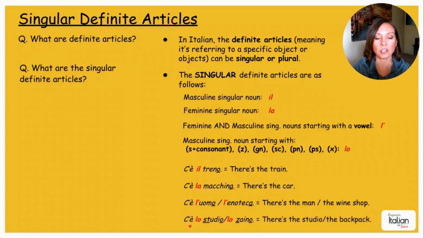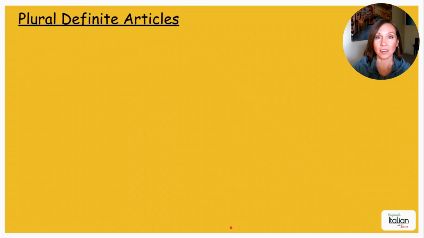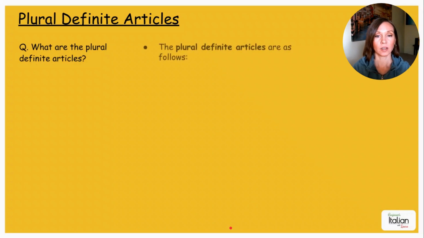And then finally we have c'è lo studio and c'è lo zaino. There's the studio and there's the backpack. Okay, so these are two of these examples up here. Okay, so like I said, they aren't as common as these other types of nouns. So for these, you'd use lo studio, lo zaino. Okay, plural definite articles. What are the plural definite articles? The plural definite articles are as follows.